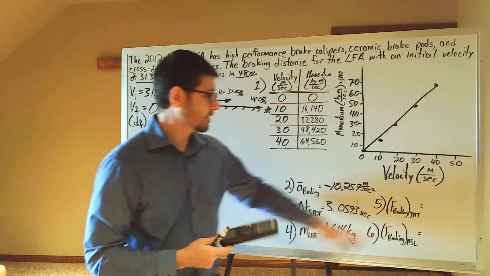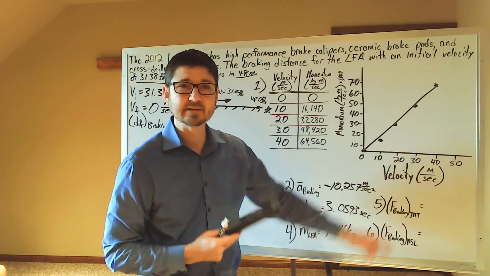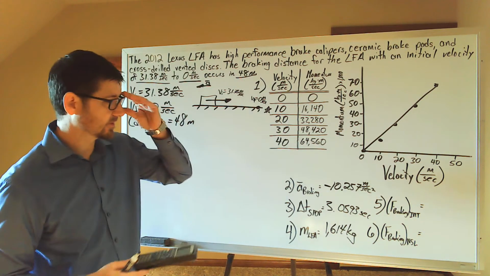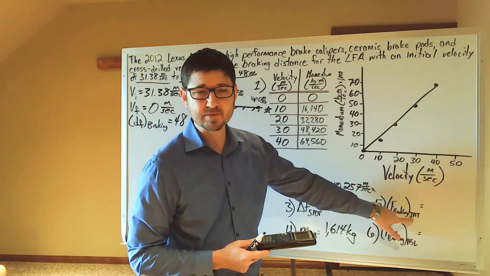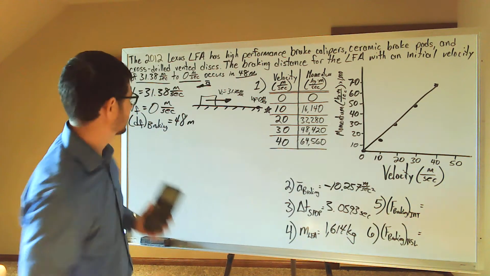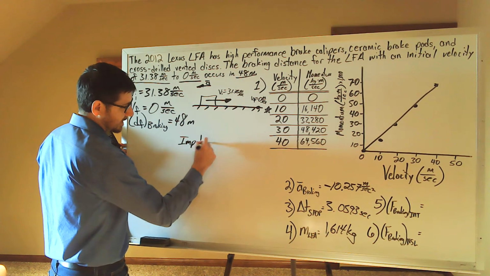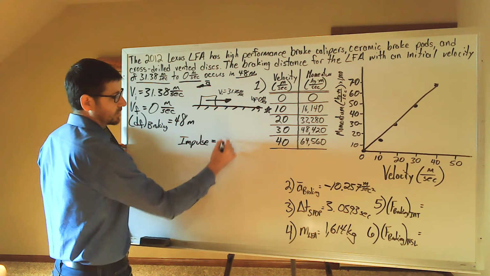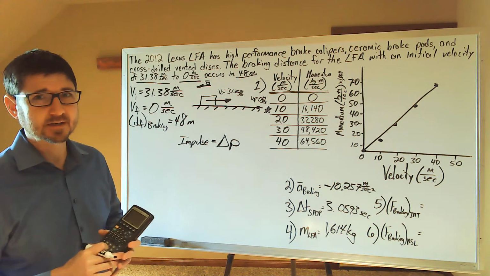Let's take a look at number 5 together. Number 5 wants us to calculate the braking force using the impulse momentum theorem. So what I've done here is I have written a subscript of IMT representing impulse momentum theorem. And that says the impulse applied to an object is going to be equal to the change in momentum for the object.